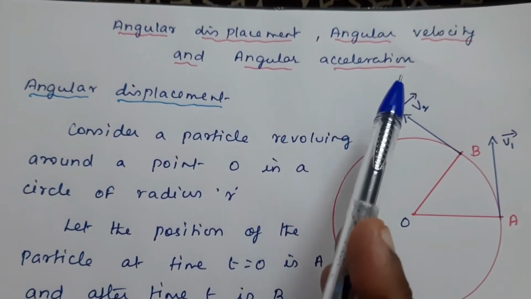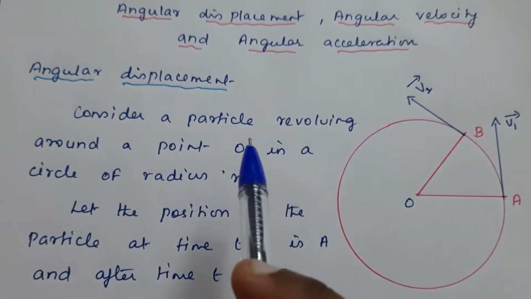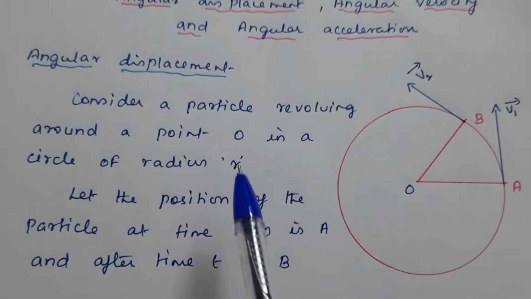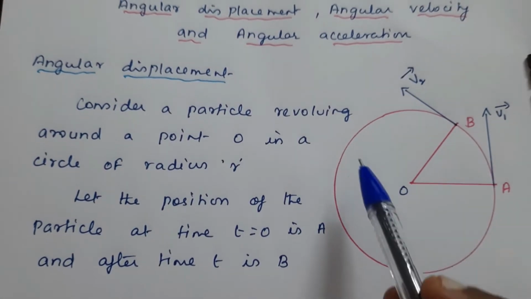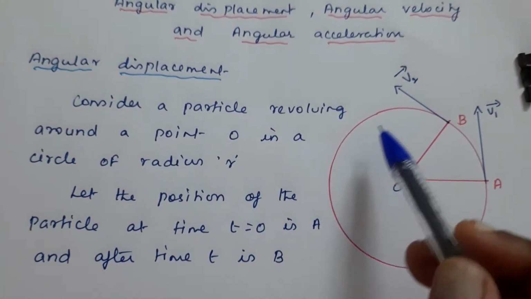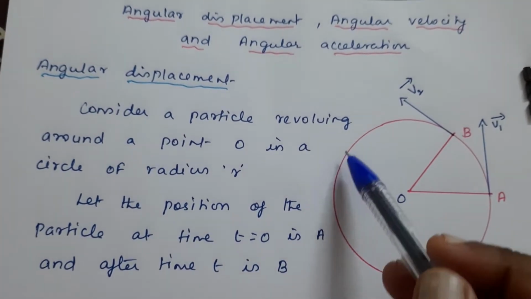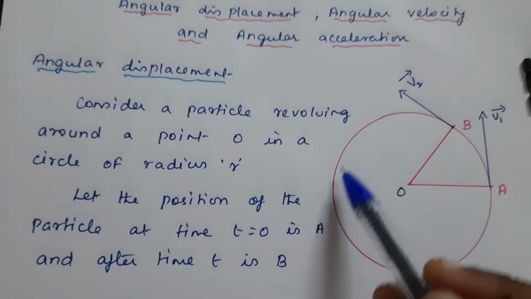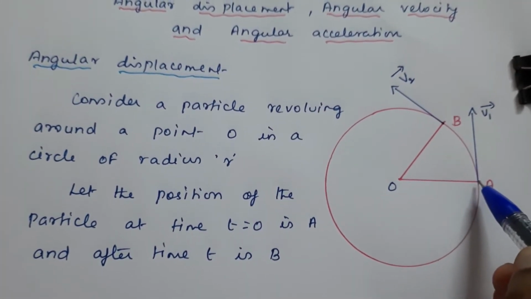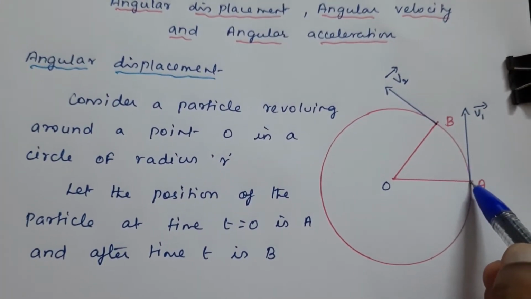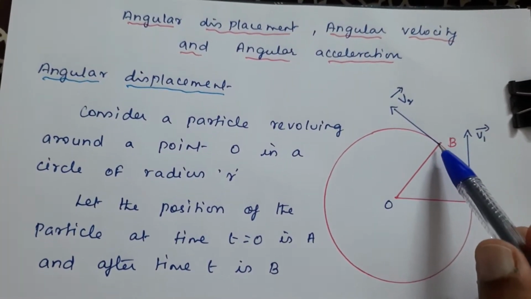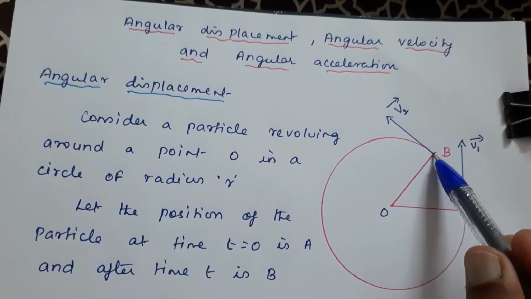Angular displacement, angular velocity, and angular acceleration. We'll go one by one. Angular displacement. Consider a particle revolving around a point O in a circle of radius r. So the particle is revolving in this circle. Now initially, when the time t is equal to 0, the position of the particle is A. After a time t, the position of the particle is B.